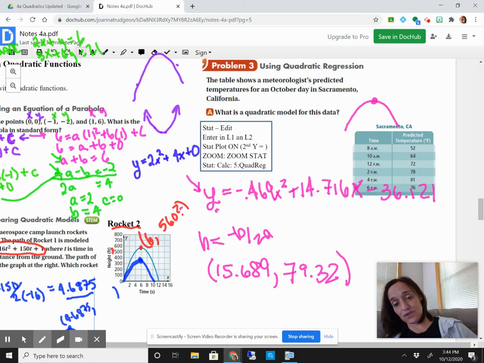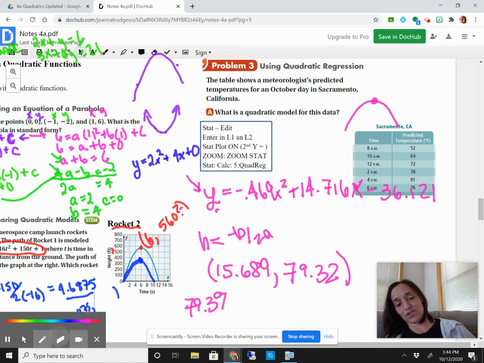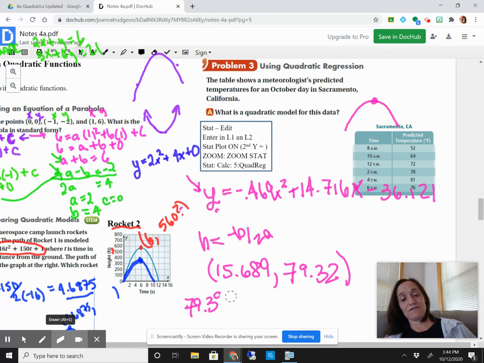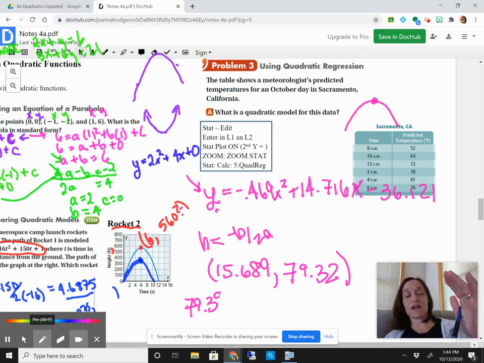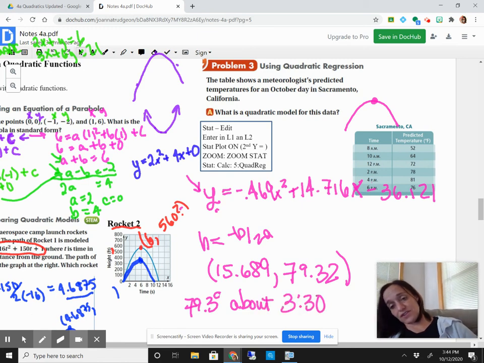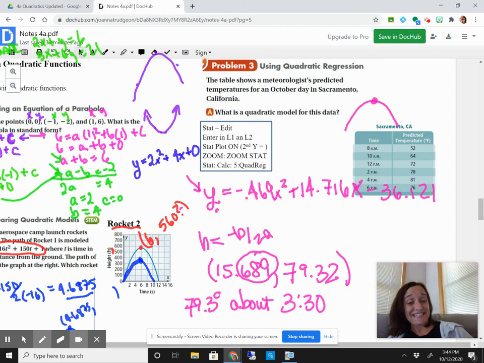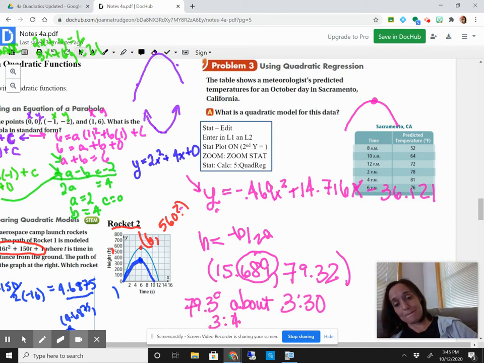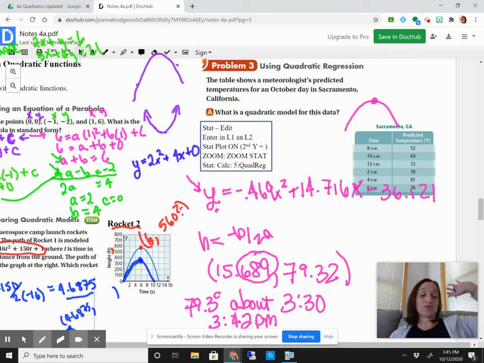So the question was, use your model to predict the high temperature of the day and when will it occur? Well, it'll be 79.3 degrees, not percent, degrees, and that would happen at 15.689 hours after 12 o'clock. If you're going to add to that, that is going to be about 3:30. And you can actually get it really exact by taking this and multiplying it by 60 minutes, and you can find out it's really 3 o'clock, and the minutes is 42 minutes. So that's getting pretty exact. The high temperature is going to be 79 degrees at 3:42 p.m. So that's that lesson.